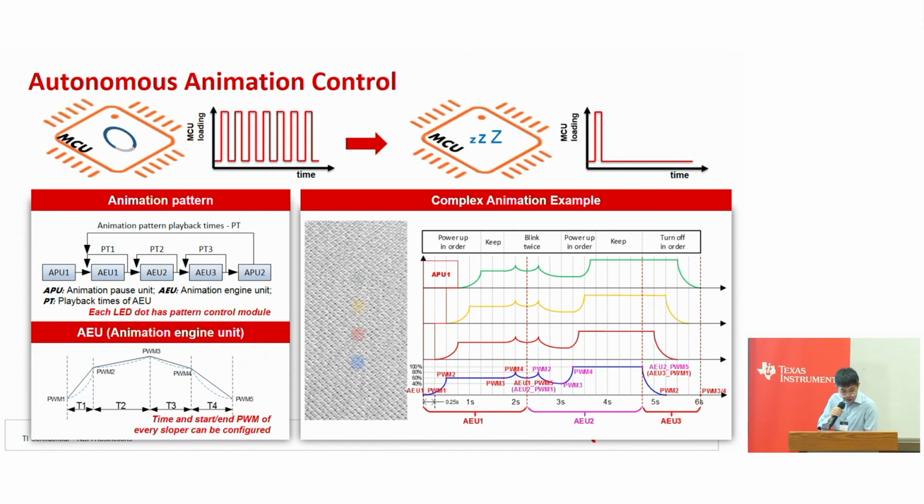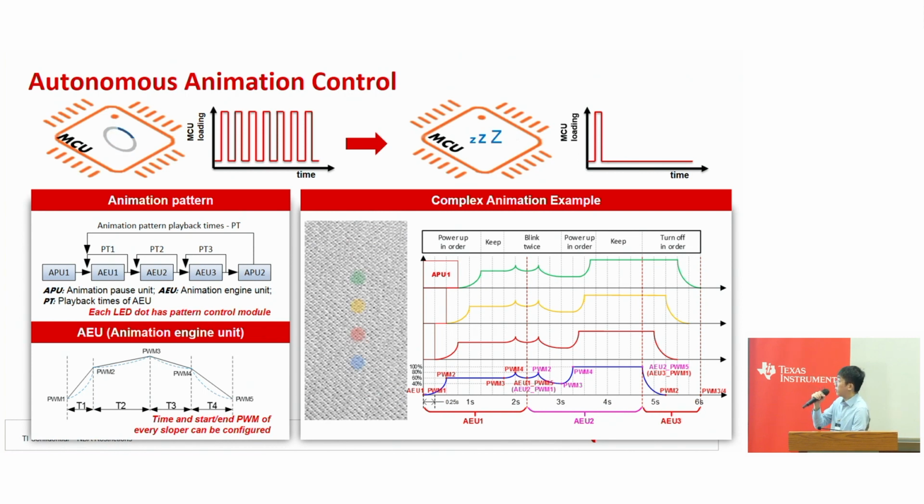So we have an animation pattern picture here. We will have 3 groups of registers. The first group is what we call the APU, the animation pulse unit. We use it to determine when you want to start or end the same animation pattern.